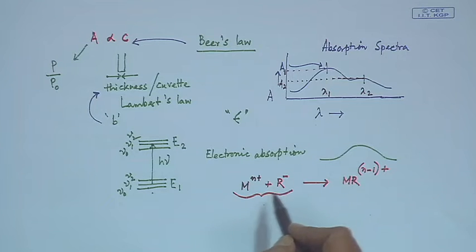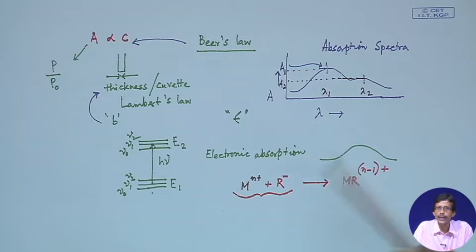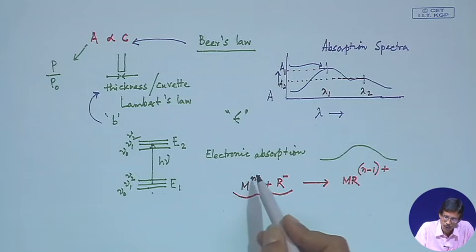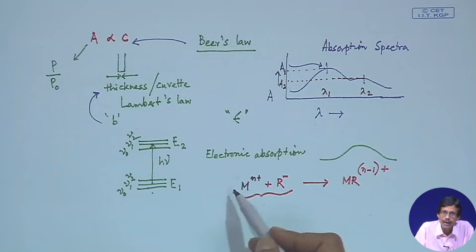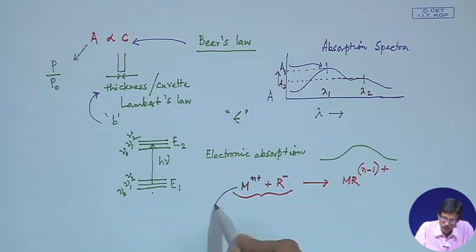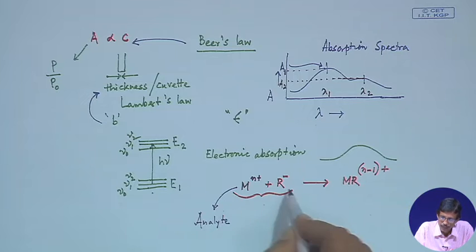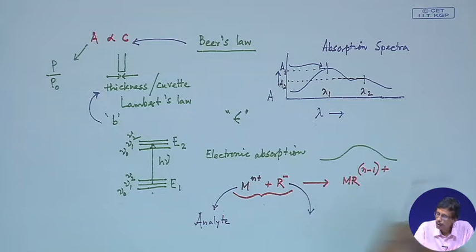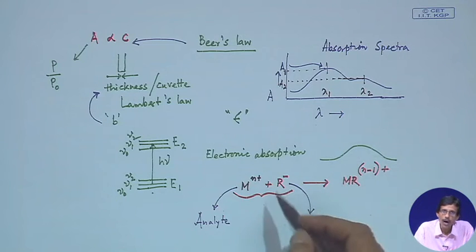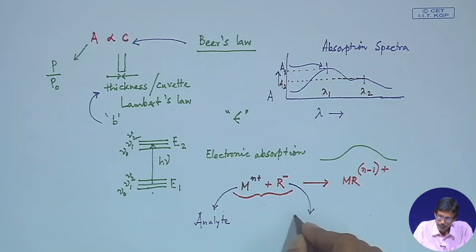ligand. So, in our terminology, what we are talking about here in terms of analytical chemistry is that we will be considering this as your analyte. So, when we call it analytical chemistry, we label this one as an analyte, and we label this one also as a reagent. So, R stands for your reagent.